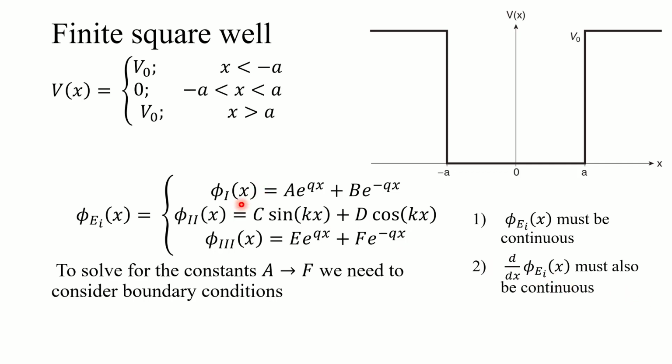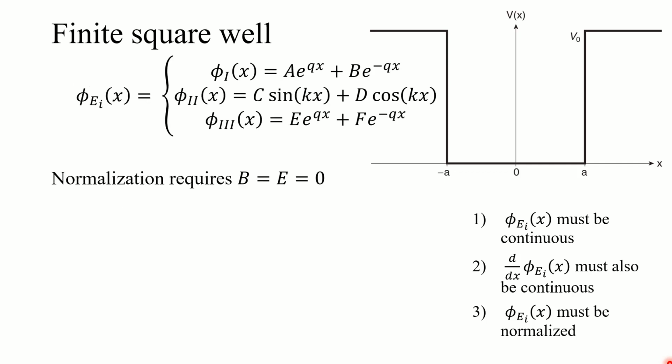So the slopes, if we take the derivative of these with respect to x and look at them at the boundaries a and negative a, they must also be continuous. A third thing we have to consider is that these wave functions must be normalized, right? So again, this comes from the fact that if we were to measure this particle at a given x, and we add up the probability of measuring it over all x's, the probability has to be 1. That particle exists somewhere. So if we add up all the probabilities, we have to get 1.